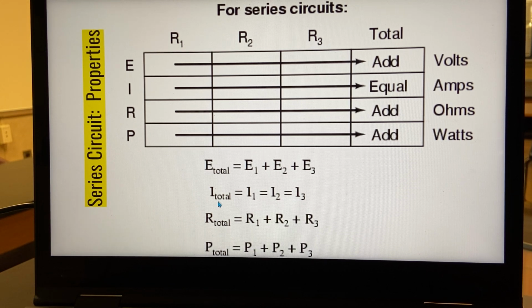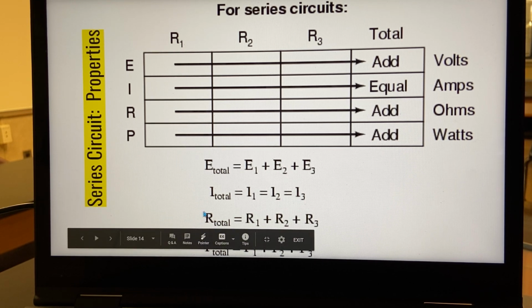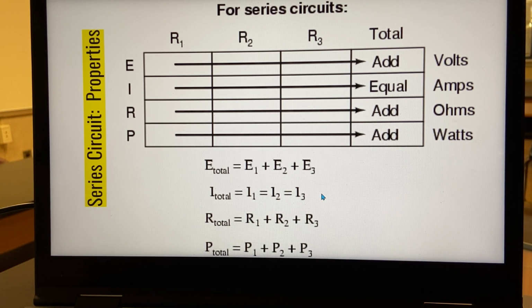Same with resistance. Let's go to resistance. Total resistance is the resistance from the first plus the second plus the third. Notice current is different. Current, they all equal the same. Whatever the total current is, it is the same at the first resistor as it is at the second and third. So I1 equals I2 equals I3. And power, like the resistance, you would have to add up the individual power or wattage used at each resistor.